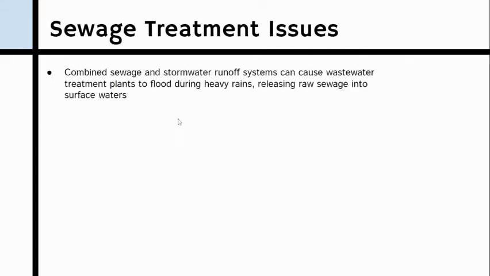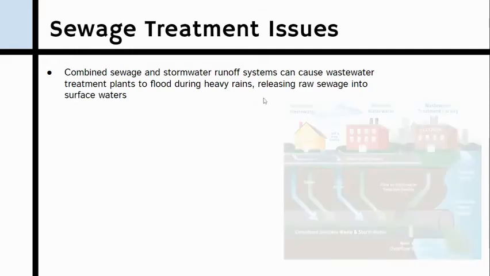So what are the issues with this? Combined sewage and stormwater runoff systems can cause waterways, wastewater treatment plants to flood during heavy rains. And that means that this water is going to bypass this process and go directly into surface waters. All right.